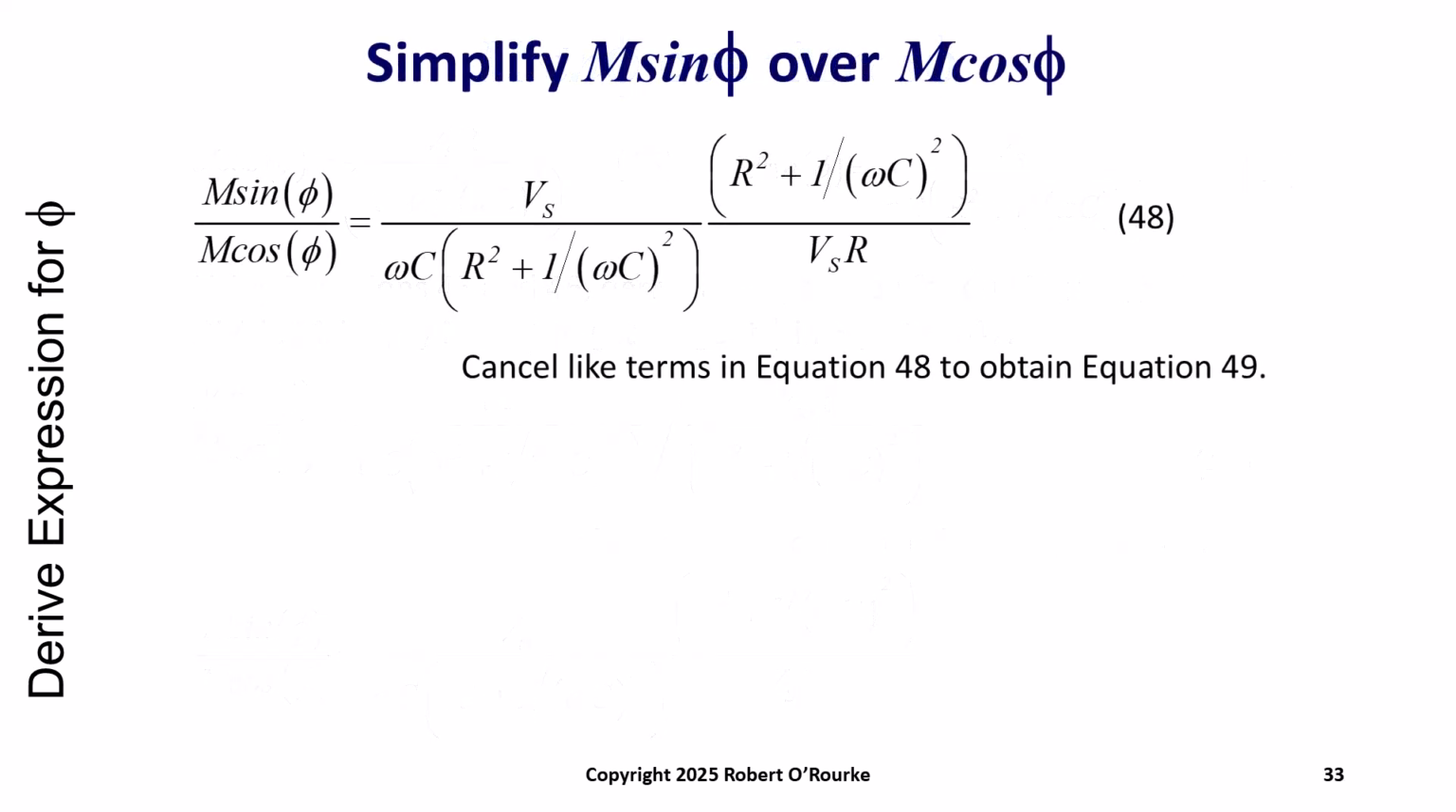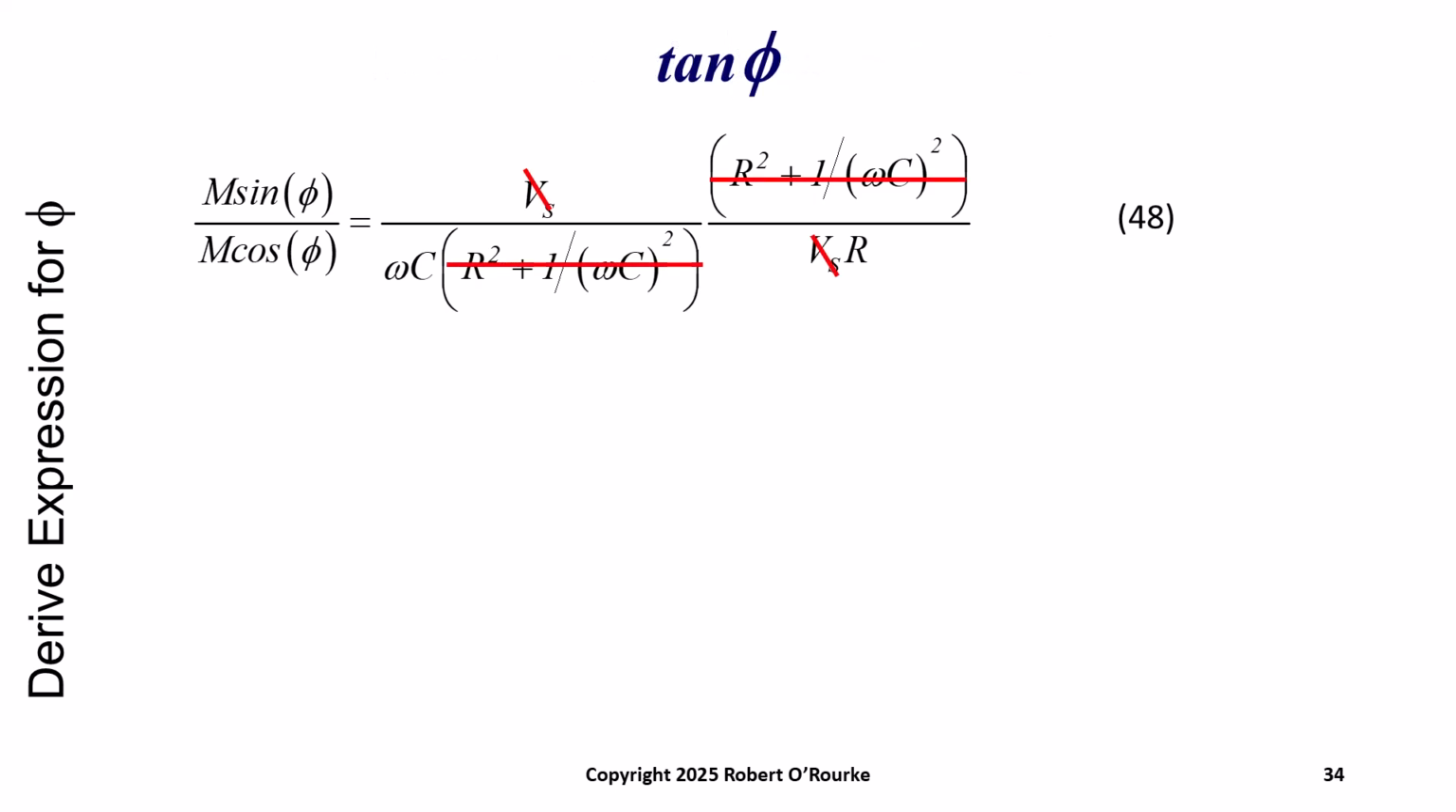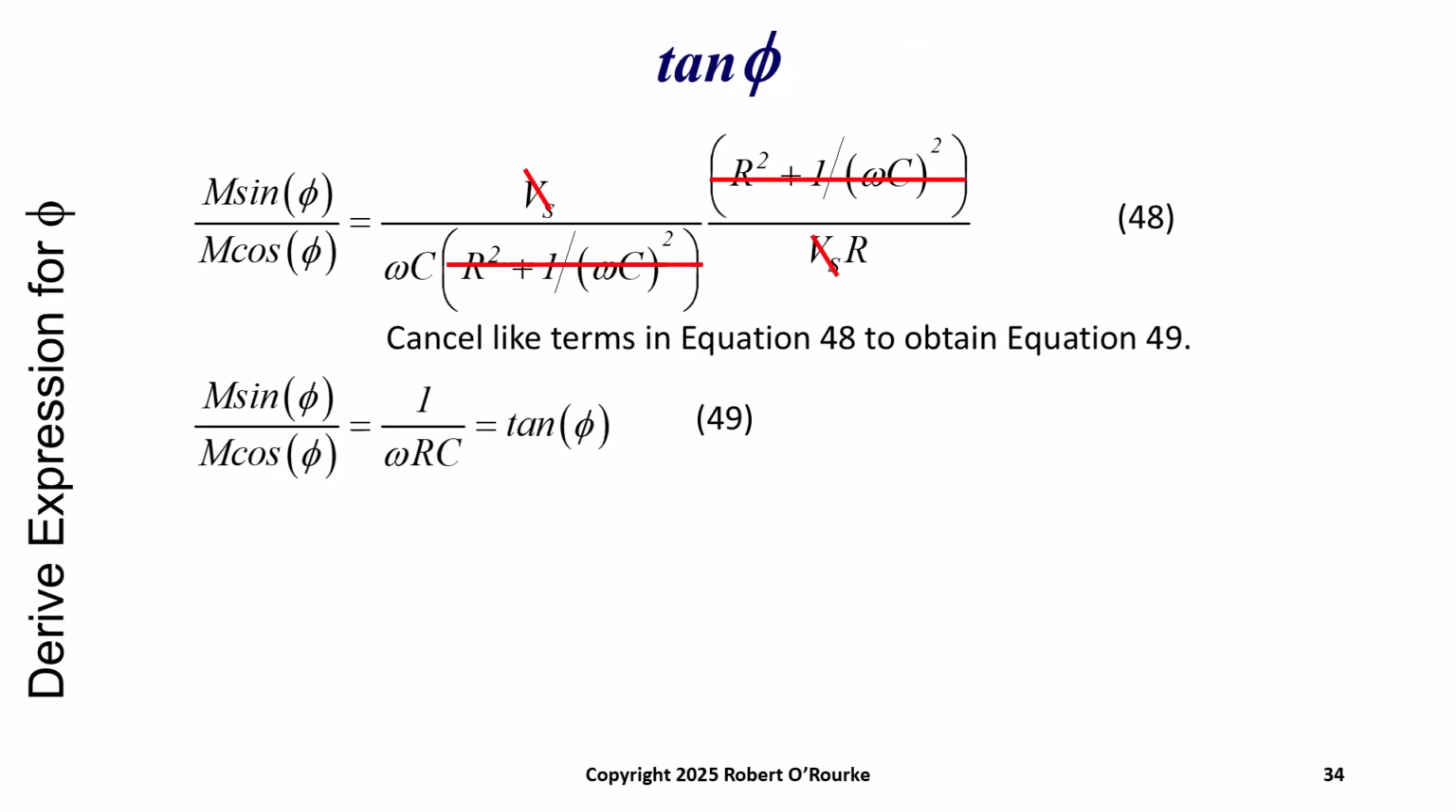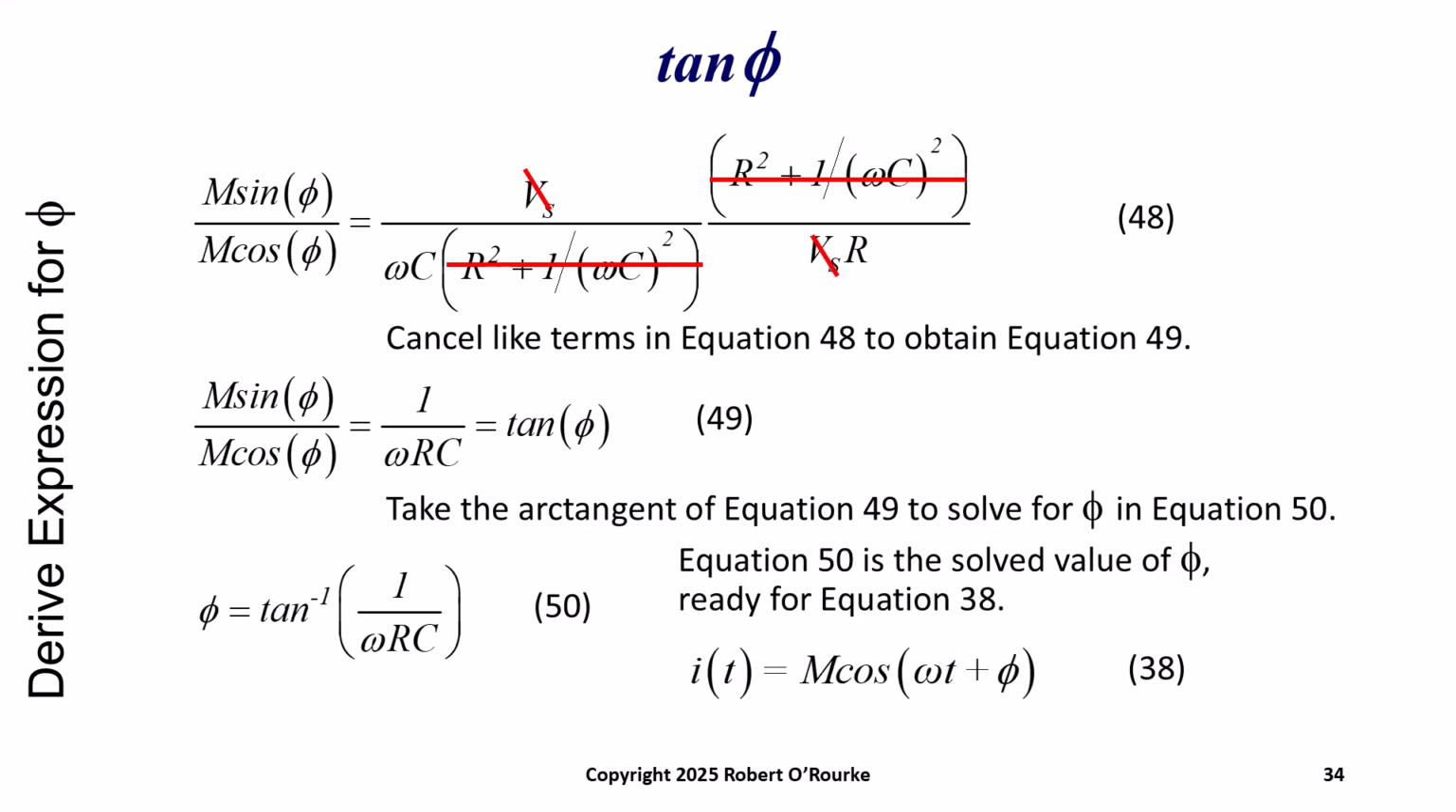Cancel like terms in equation 48. The terms in parentheses are the same in the numerator and in the denominator. There are also v sub s terms both in the numerator and in the denominator. The result of the cancellations in equation 48 is the expression for the tangent of phi shown in equation 49. Take the arctangent of equation 49, providing an expression for phi in equation 50. This expression for phi from equation 50 will soon go into equation 38.